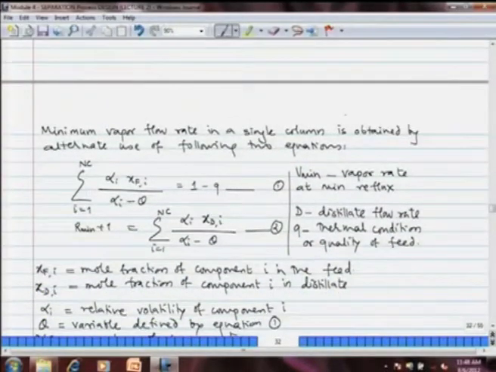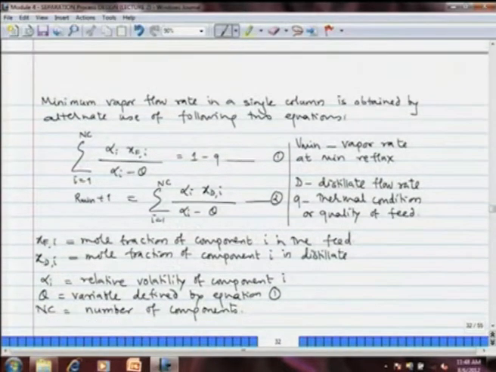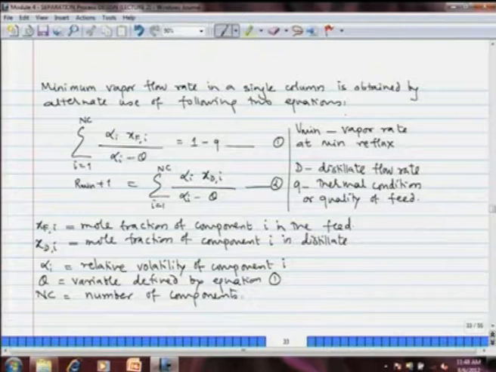The minimum vapor flow rate in a single column is obtained by alternate use of the following 2 equations. Underwood's equations are a set of 2 equations. First equation: summation i running from 1 to NC, where NC is the total number of components, alpha i into x_Fi. x_Fi is the composition of the feed. F stands for feed, i stands for component. So, x_Fi is the mole fraction of component i in the feed. So, alpha i into x_Fi divided by alpha i minus theta is equal to 1 minus q.